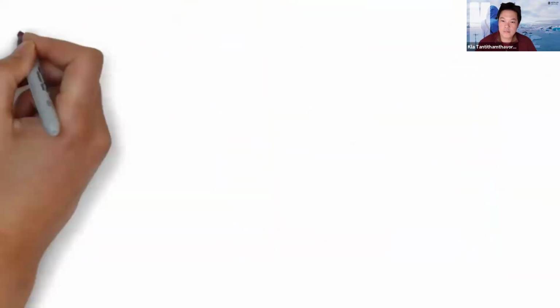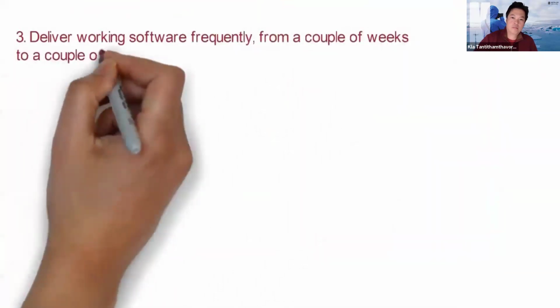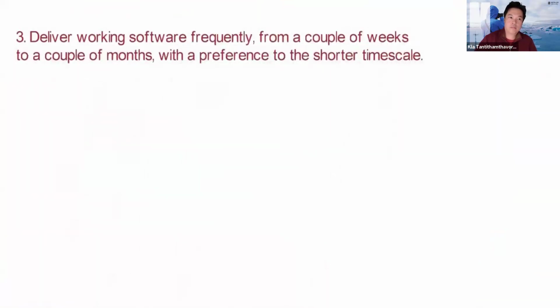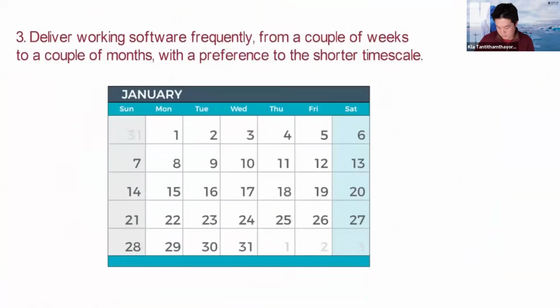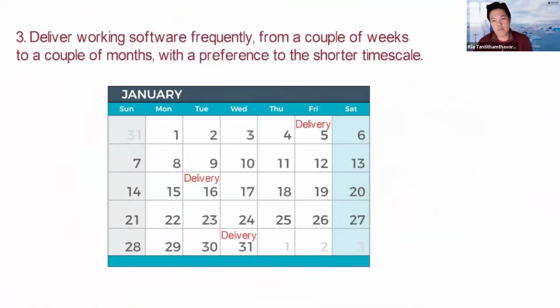Third principle. Deliver working software frequently, from a couple of weeks to a couple of months, with a preference to the shorter timescale. This principle emphasizes the frequent delivery of product, as frequent delivery helps the development process be more agile. With frequent delivery, you mitigate the risks in your release, you get faster feedback from the customer, and hence you can bring changes in the product before it's too late.